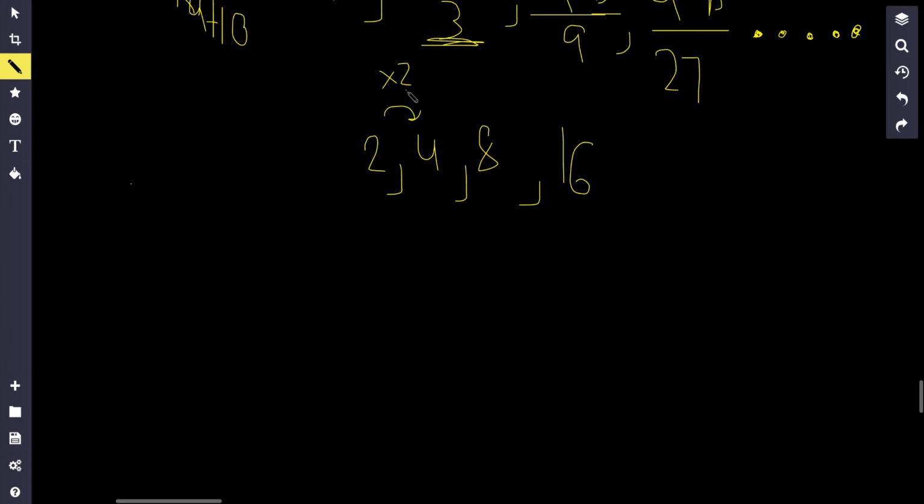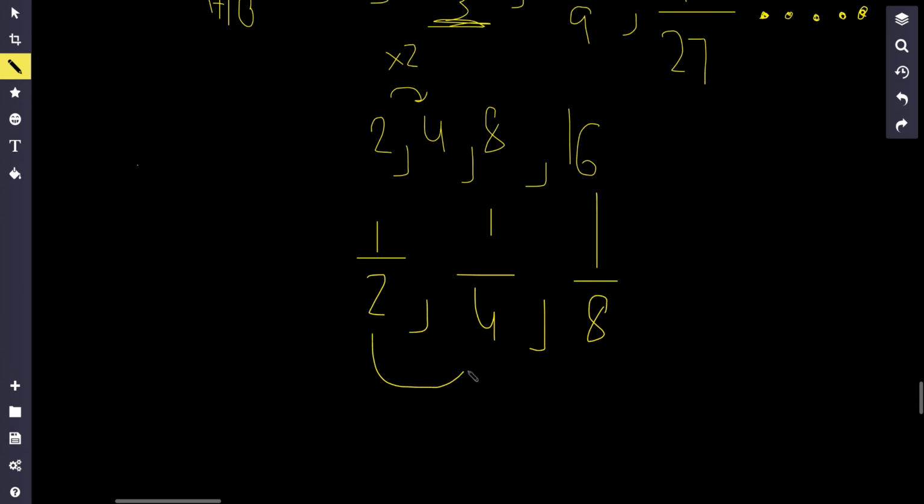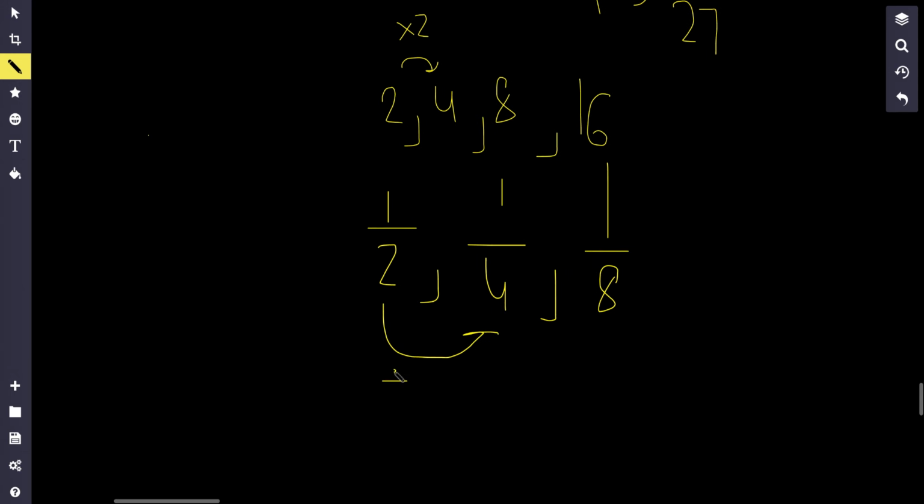For example, let's say I have 1/2, 1/4, 1/8. You might think my common ratio is 2, right? Because in order to get from 1/2 to 1/4, one thing I can do is divide by 2. But in this case, that is going to be wrong. My common ratio is actually going to be 1/2.